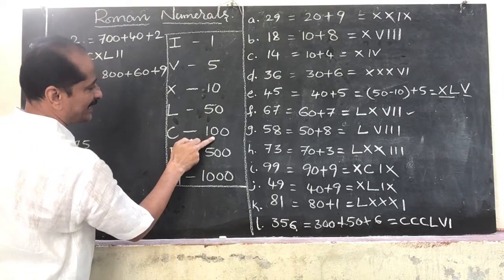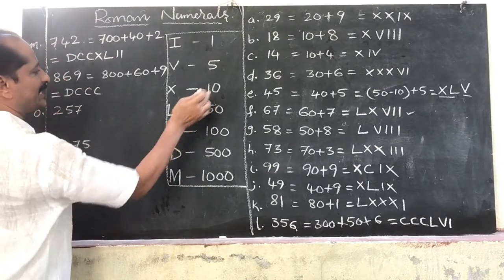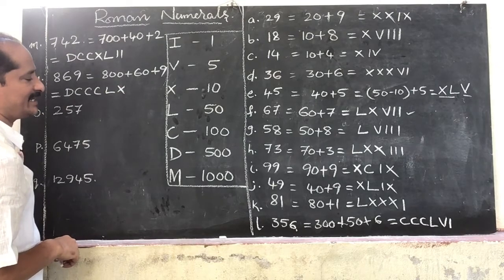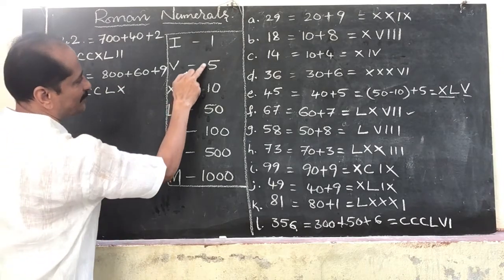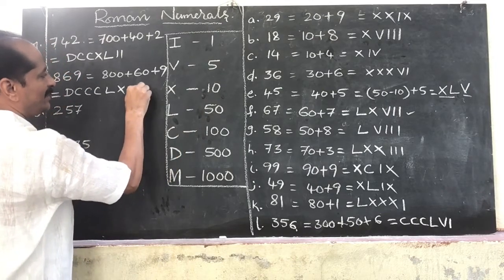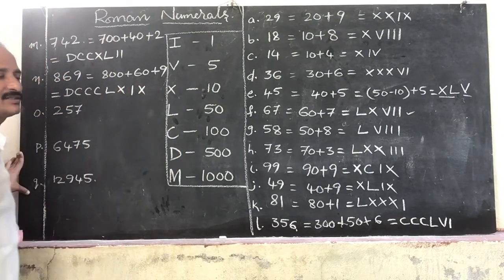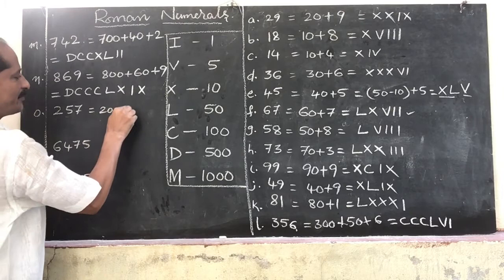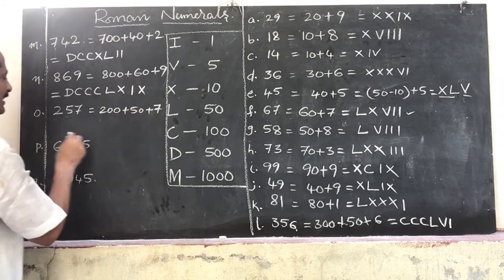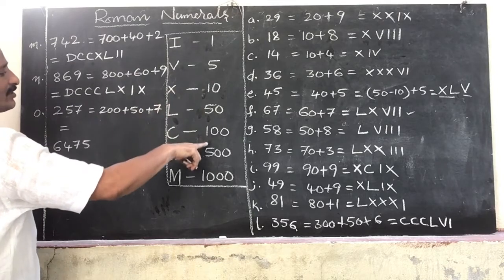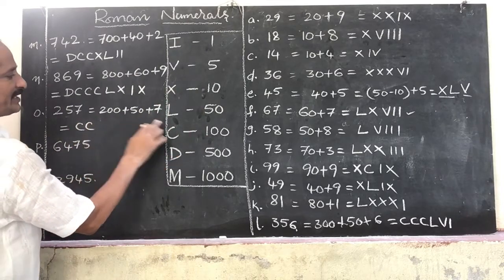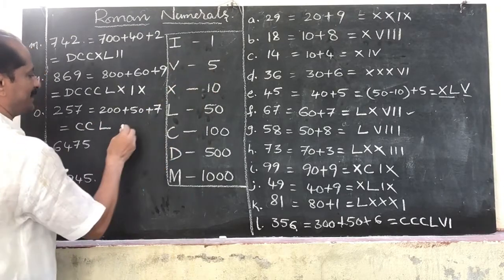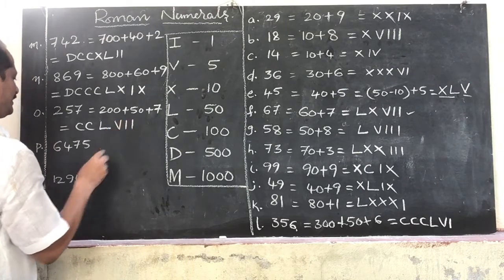60 is in between 50 and 100, so we have to add one 10 to 50. 50 is L, and since we are adding 10, write it on the right side: LX is 60. Then 9: we have to subtract one from 10. 10 minus 1, so write it on the left side: IX is 9. So that is 869. Then 257: 200 plus 50 plus 7. 200 means we write C twice. 50 is the direct symbol L. 7 is not a direct symbol, so add 5 and 2: VII.